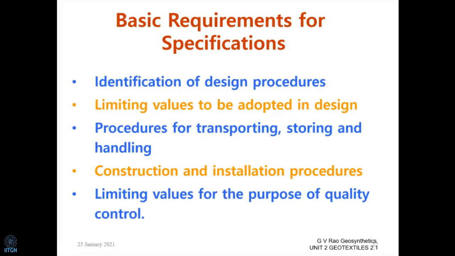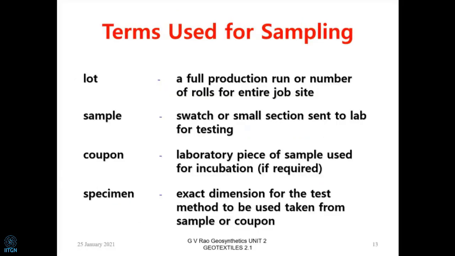Then based upon that design, what are the limiting values to adopt in design, that means what maximum values you can choose. And then procedures for transporting, storing and handling, because they may get damaged during transportation also. A material like coir geotextile may get damaged during storing also. And if you handle them inappropriately, there is a problem there also. Then we have, of course, construction internal procedures. Then we have limiting values for the purpose of quality control. So you find that all these aspects are ultimately controlled by values.